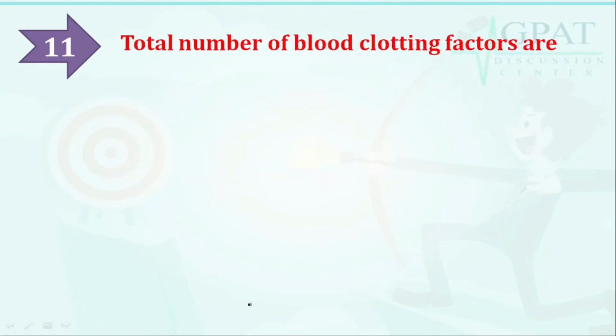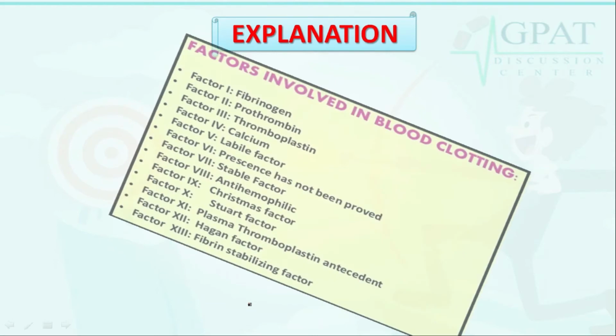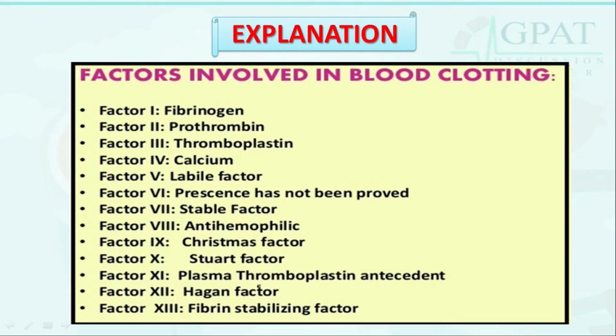Next question, the total number of blood clotting factors are: option A 10, option B 12, option C 20, option D 13. So how many total blood clotting factors are there? The correct answer is 13. Let's discuss with the help of explanation. Here we have just a chart. Students, just note down that in 2018 the question asked from this was, what is the name of factor 10? The answer is Stuart factor.